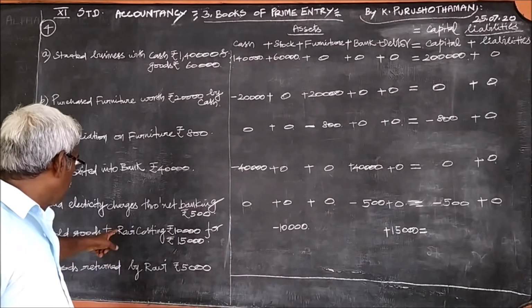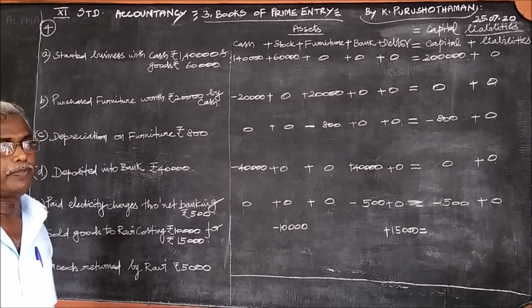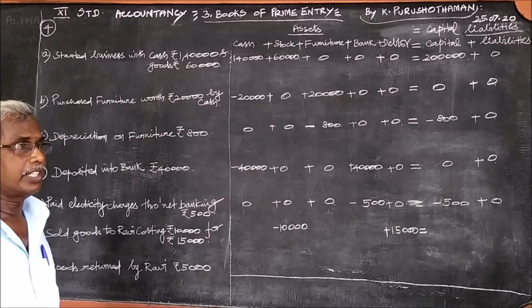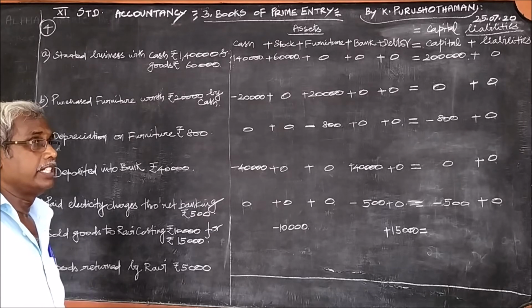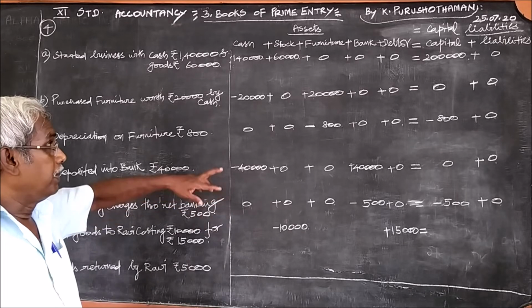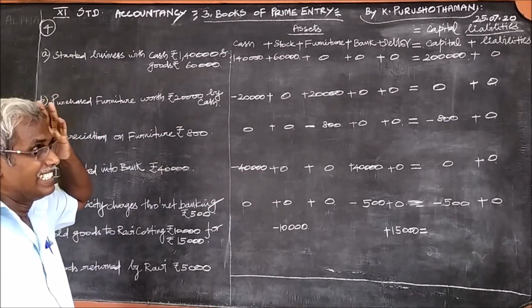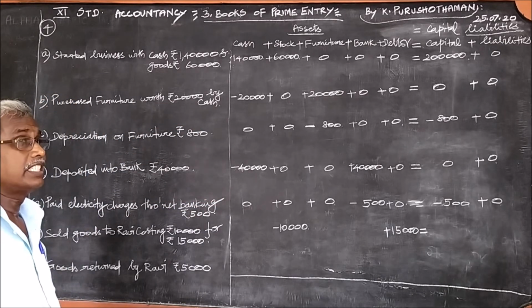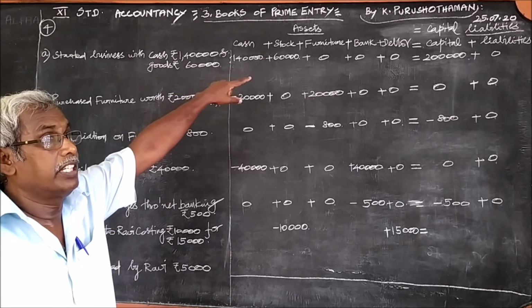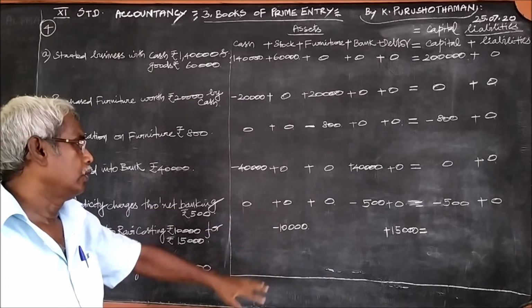See what it is. Sold goods to Ravi. Only the name is given. If there is no cash, then we should consider it a credit transaction. So the person Ravi is the beneficiary. He has enjoyed the benefit from us, therefore he is a debtor. So 15,000.